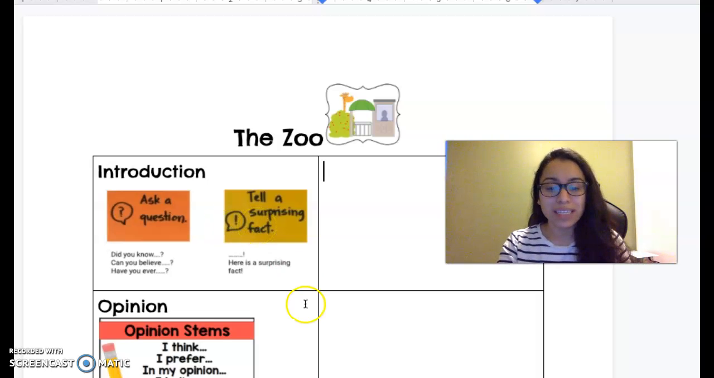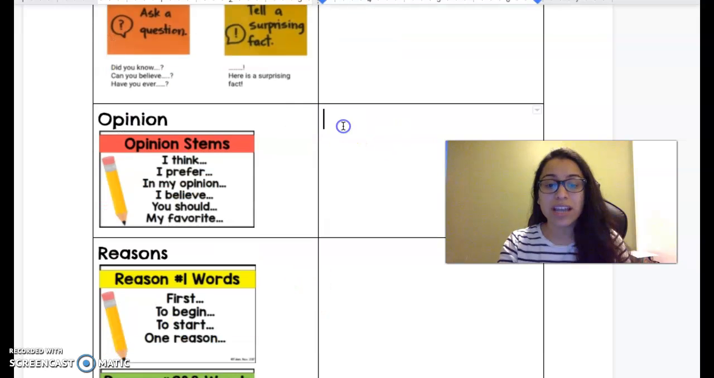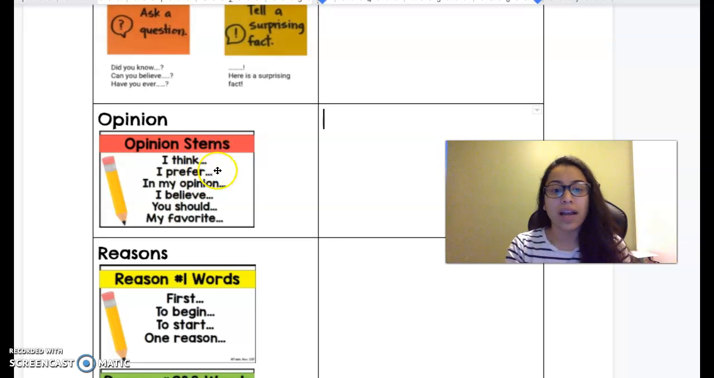In your opinion box, you're going to click here, and you can use one of these sentence starters. I think zoos are amazing and so much fun. I prefer to go to the zoo over the aquarium. You could say, I believe zoos are amazing for kids and every person should go at least one time in their life. Or you could have a different opinion.